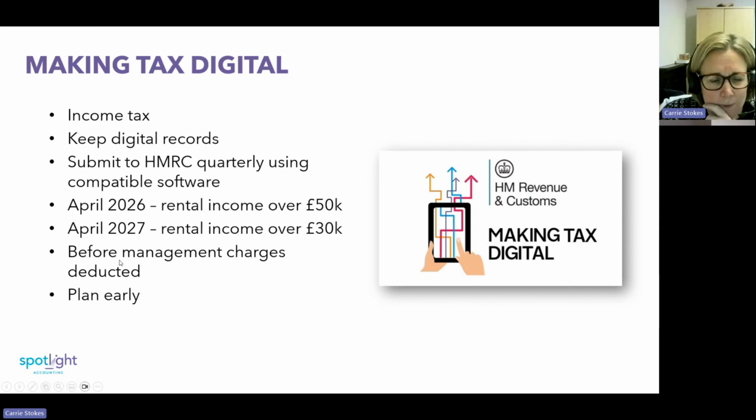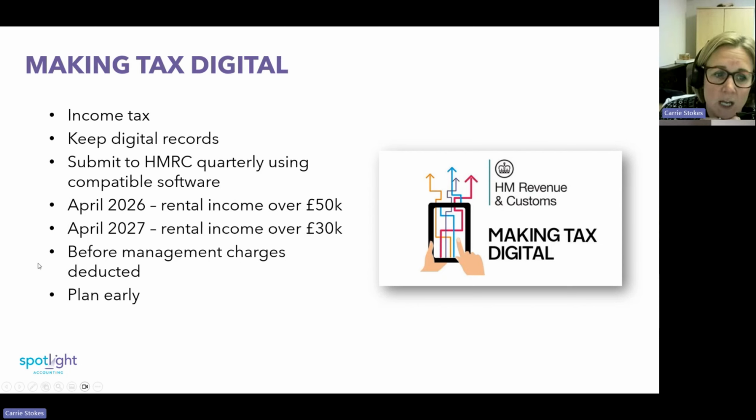The idea with this, I'm not quite sure what the point's for, is to plan early. So, you know it's coming into effect. You need to look at how you're keeping your accounts and your records, so you've got a plan of action of how you're going to get that information quarterly to HMRC from these dates.